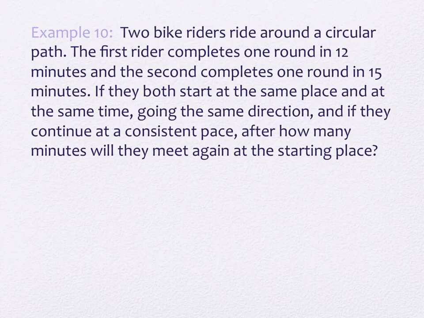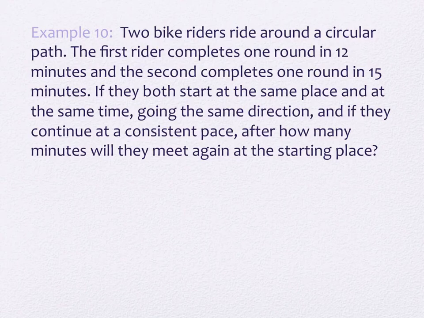It'd just be the same thing we already did. So our first question says, two bike riders ride around a circular path. So imagine a track, if you want to think of a track, a park, something like that. The first rider completes one round in 12 minutes. And the second completes one round in 15 minutes.